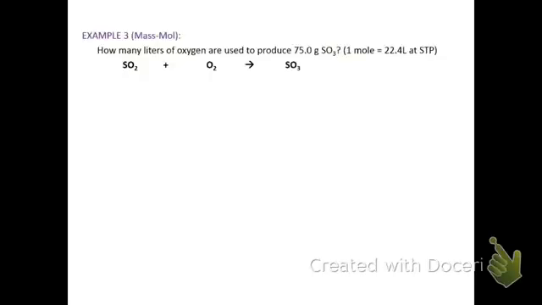So this one wants to know how many liters of oxygen are used to produce 75 grams of sulfur trioxide, and it gives you the conversion. So first things first, balance the equation. And those coefficients would be 2, 1, 2. So it's going to have a 2 here, a 1 there, and a 2 on the last one. So this time we are starting with 75 grams. We need 3 significant figures. So we start with 75 grams of SO3.